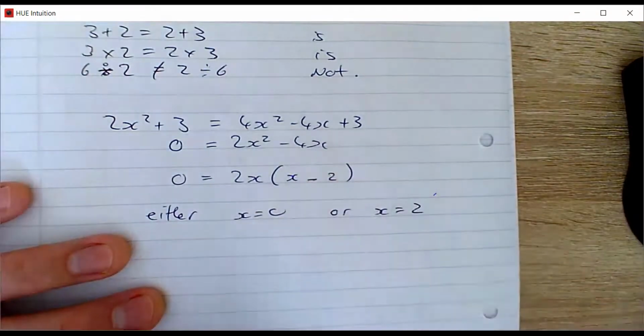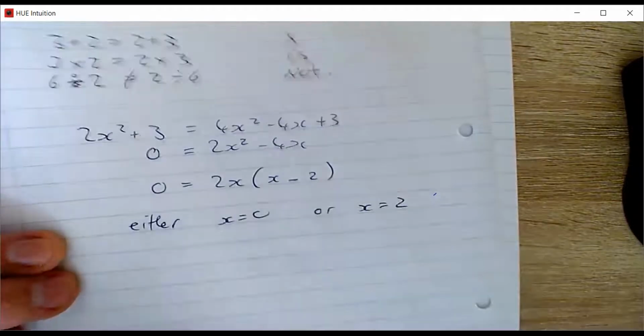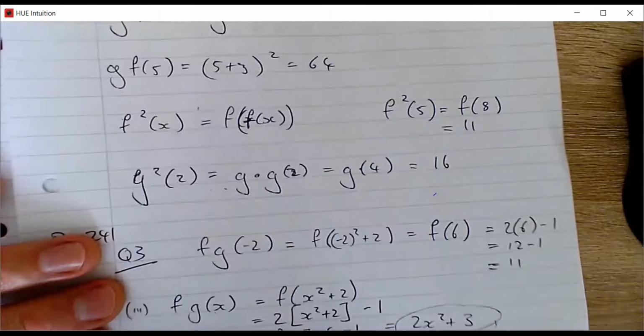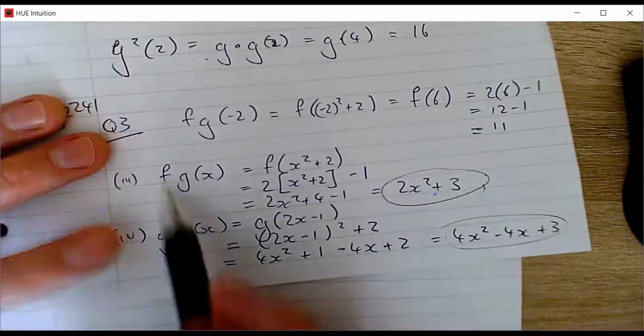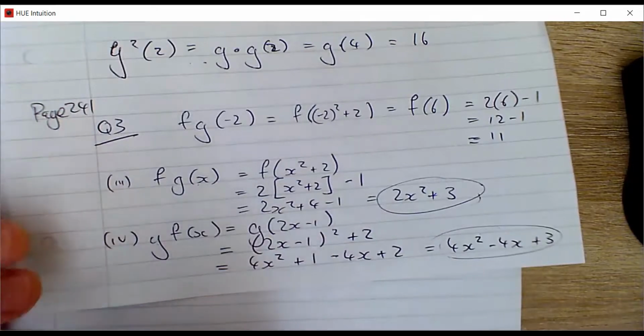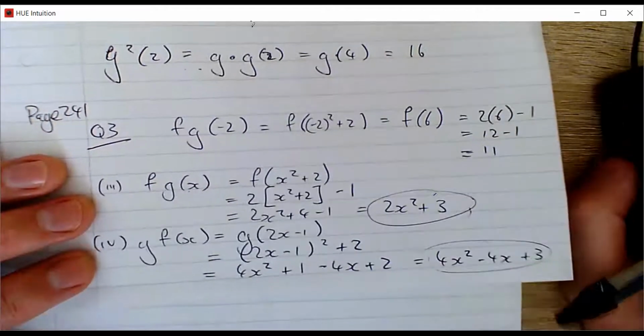So at those 2 points, if you plug 0 or 2 into f of g of x and g of f of x, you get the same answer. But it's only for those two numbers. It won't work for every number, so they are not commutative as a general rule.